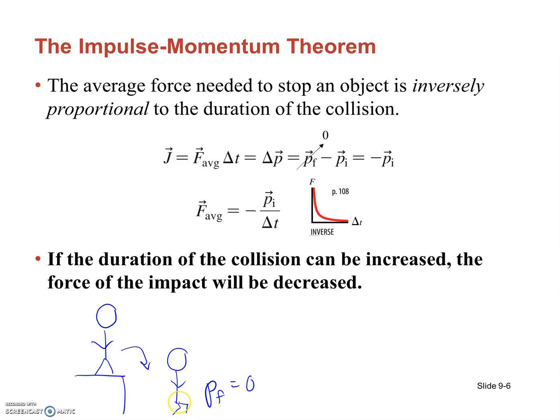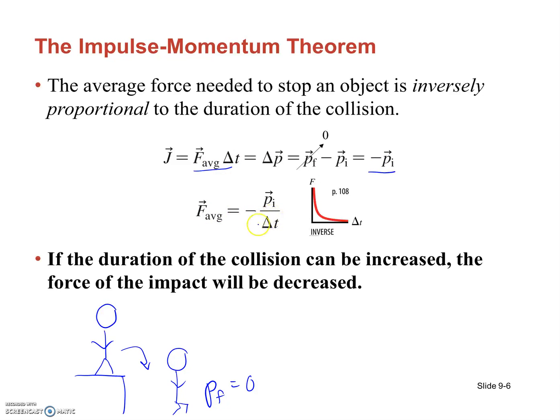And the reason why you bend your knees is because you're increasing the duration that the force between the floor and your knees is being applied. Okay, so let's go through this equation right here. The impulse on your body when you're jumping off of a ledge is equal to the average force being applied, the normal force from the ground, times the duration of the collision. If your final momentum is 0, then the impulse is equal to the negative of your initial momentum.